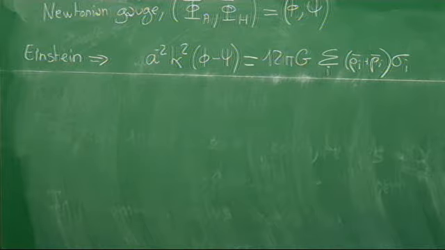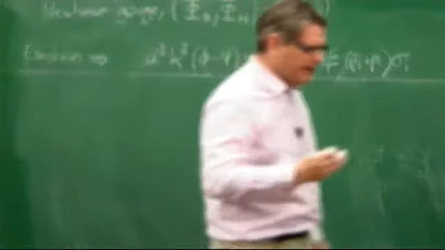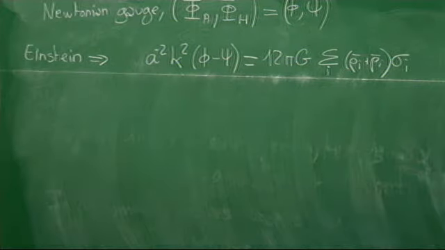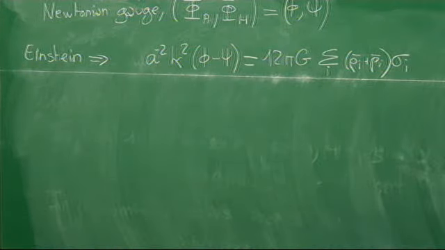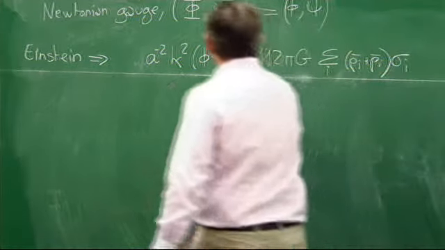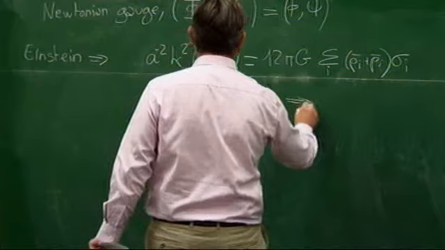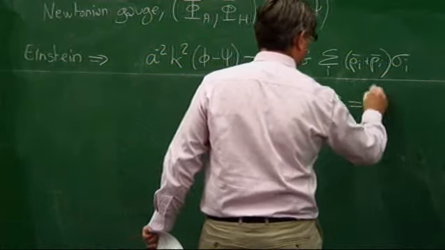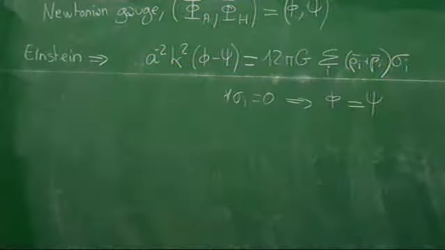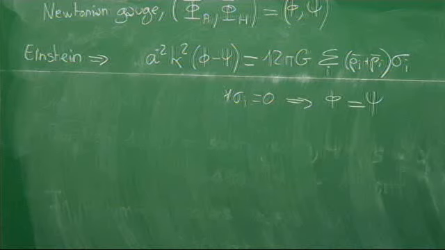And this equation is interesting because very often we will deal with fluids with no anisotropic stress, with a very strong physical justification for this. If this is the case, if all the sigma_i's are 0 or negligible, then you see that phi is equal to psi, and there is only 1 degree of freedom in the scalar metric perturbations.